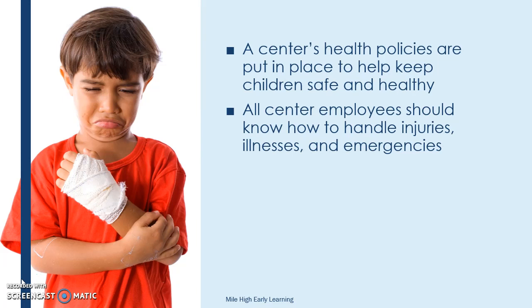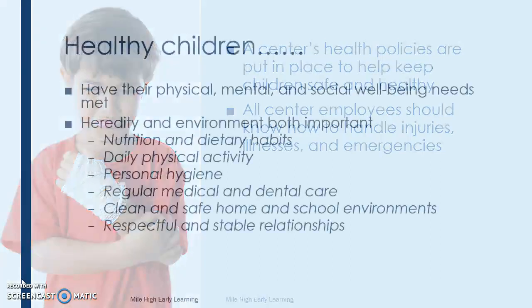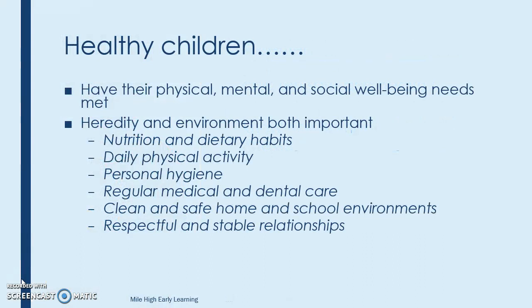So we're going to talk about health and safety in regards to licensing, in regards to policies that get put into place in programs. All centers have health policies, and they're really there to keep children safe and healthy. One of the basic things is that all employees should know how to handle injuries, illnesses, and emergencies. And we know that healthy children have their physical, mental, and social well-beings met, and we also know based on previous conversations that heredity and environment are both important, and so some of the things that make up healthy children are nutrition and dietary habits, daily physical activity, personal hygiene, regular medical and dental care, clean and safe home and school environments, and respectful and stable relationships.